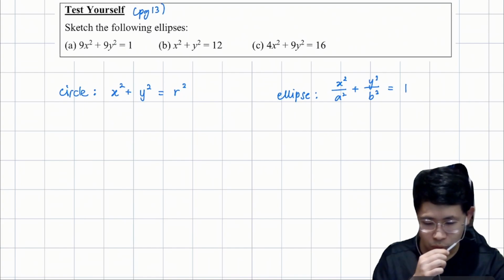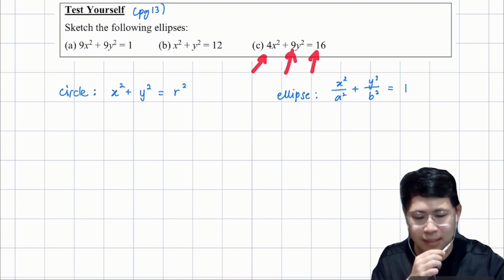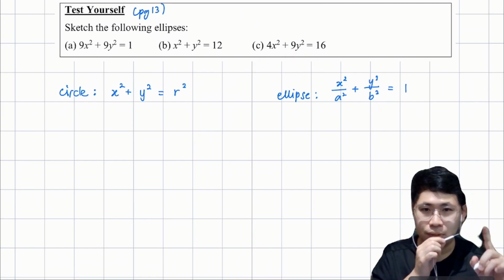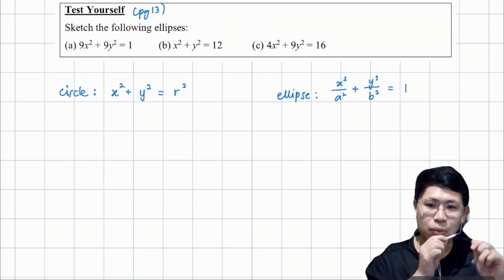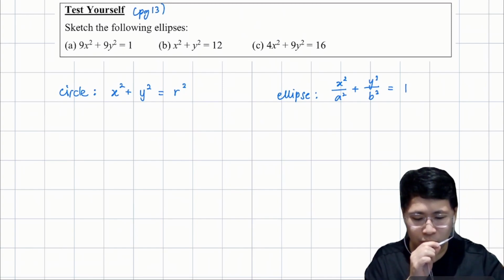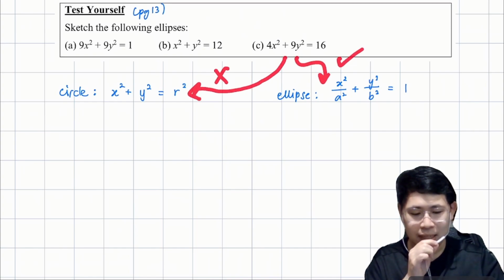Okay, so now for part C, we have 4x squared, 9y squared, and 16. You notice that the coefficients of x squared and y squared are already different. So over here, we need to recognize that it is actually not a circle, but an ellipse.